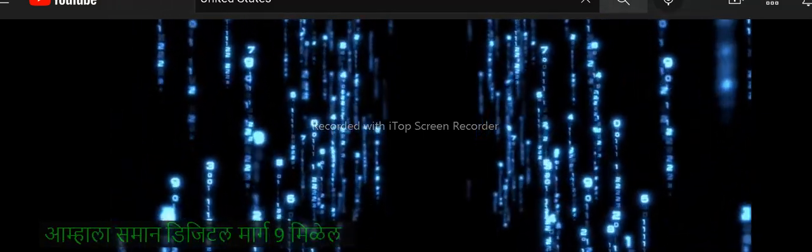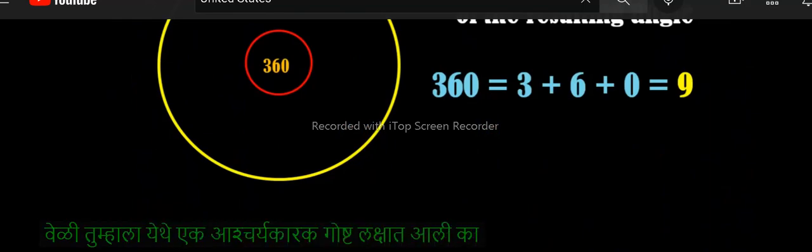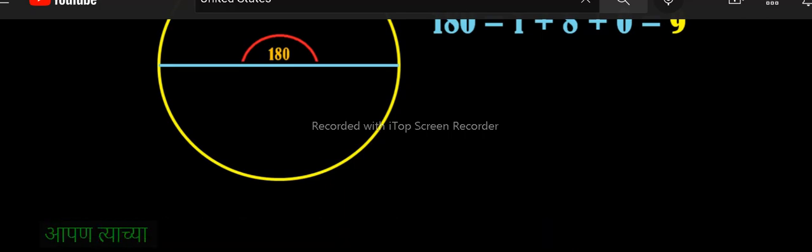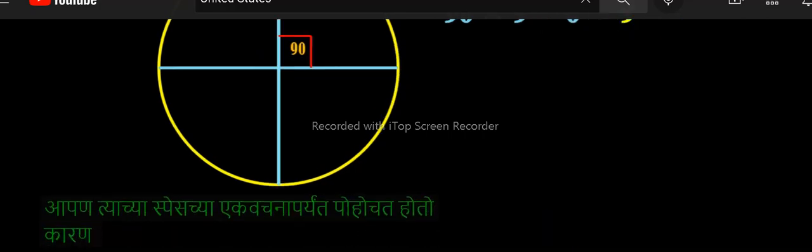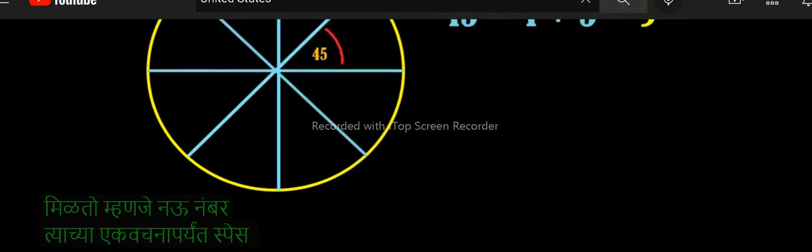If we keep on increasing the number of sides of the polygon, we will get the same number 9 every time. Did you notice an amazing thing here? When we were dividing the circle in half repeatedly, we were reaching the singularity of space. As every time we got number 9, it means number 9 follows the space up to its singularity.